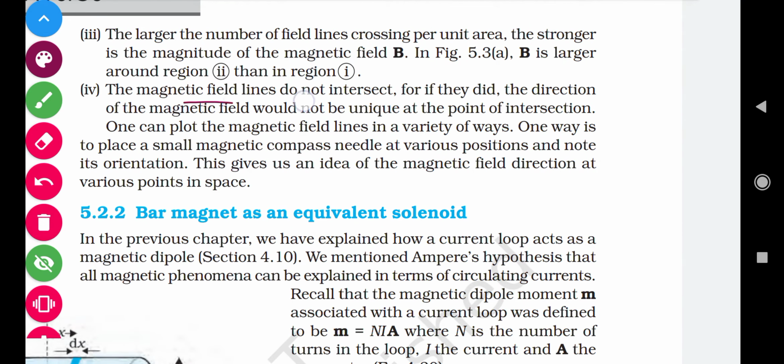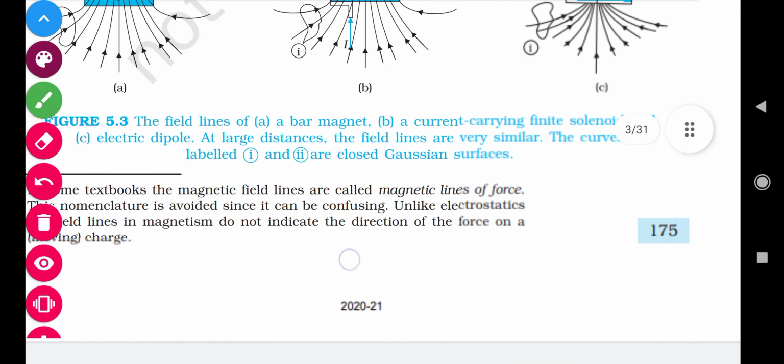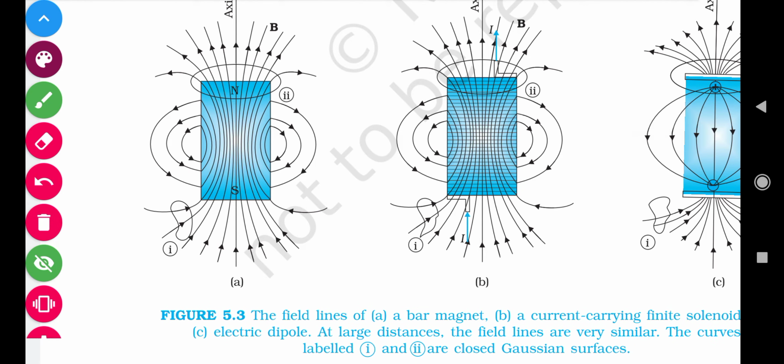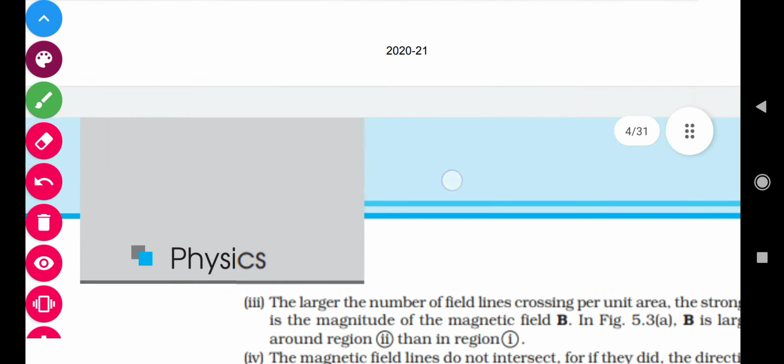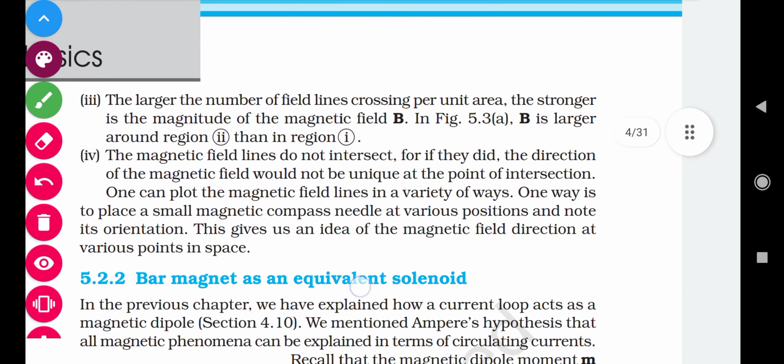The fourth property is that magnetic field lines do not intersect, for if they did, the direction of the magnetic field would not be unique at the point of intersection. This is similar to electric field lines. Suppose they were intersecting like this, with two magnetic field lines. Then at the point of intersection there would be two directions of magnetic field, which is impossible. How can we have two directions of magnetic field? So magnetic field lines do not intersect, similar to electric field lines as we studied.